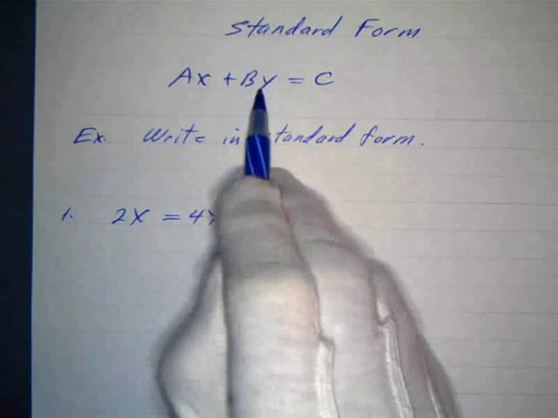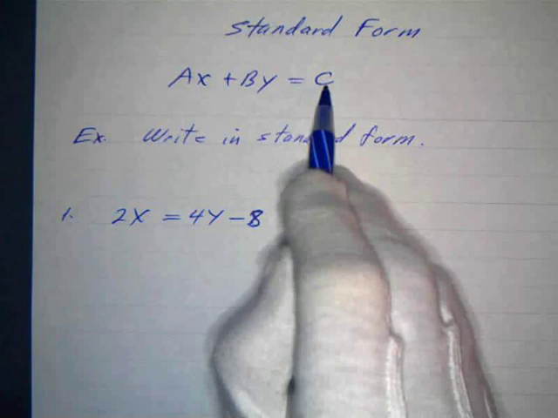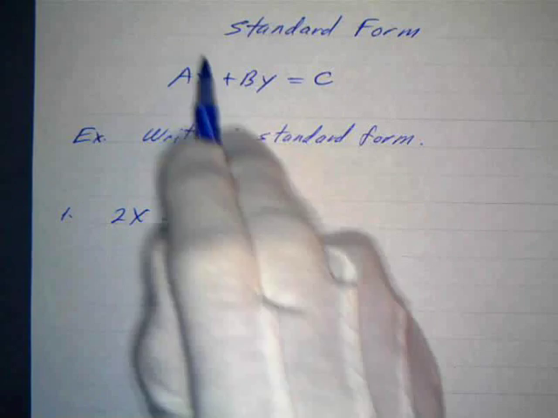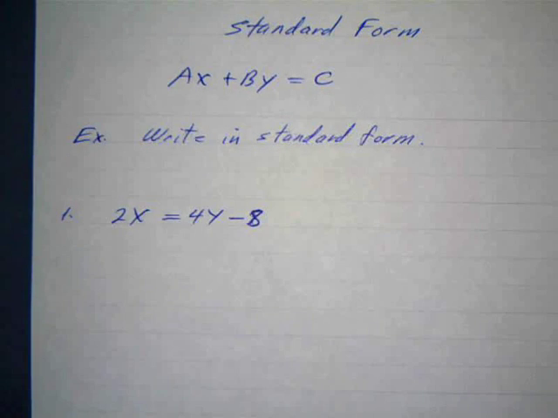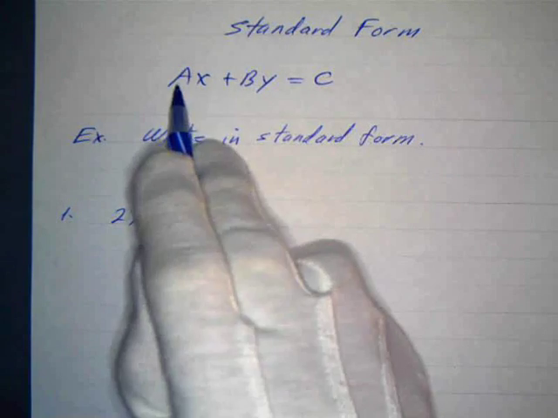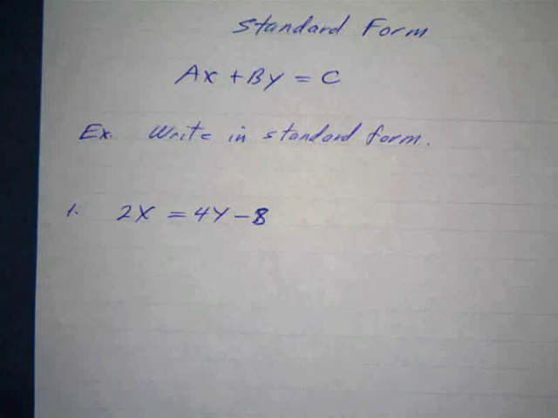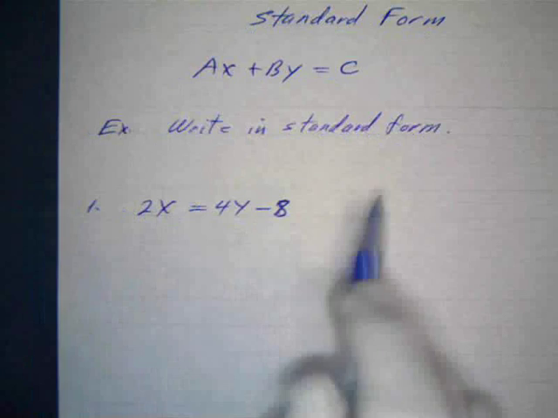So our x's and y's are on the left, our numbers are on the right, and not both of these can be zero, and the leading coefficient should be positive. And they should not all be divisible by a particular number. So if we can reduce it, we can. So here's some examples. Here's the first one, right in standard form with your directions.